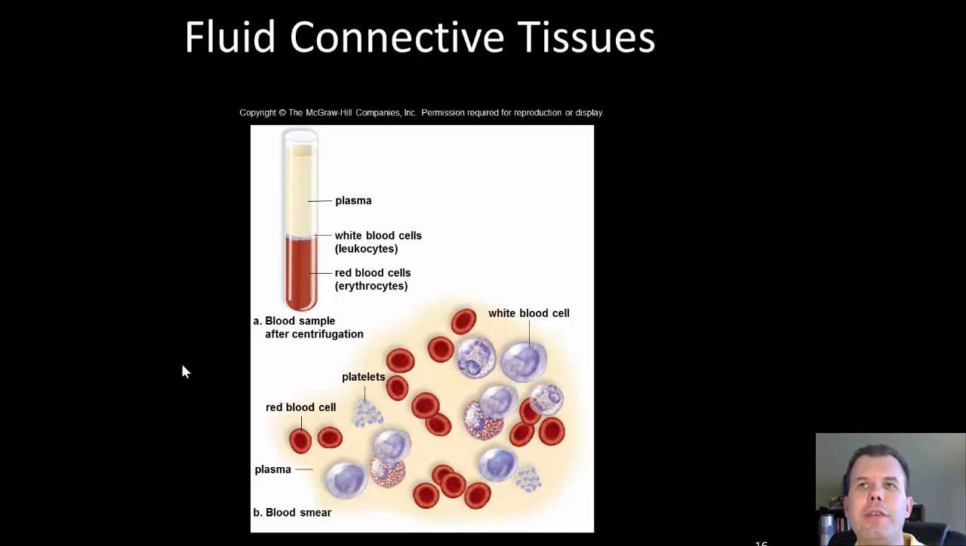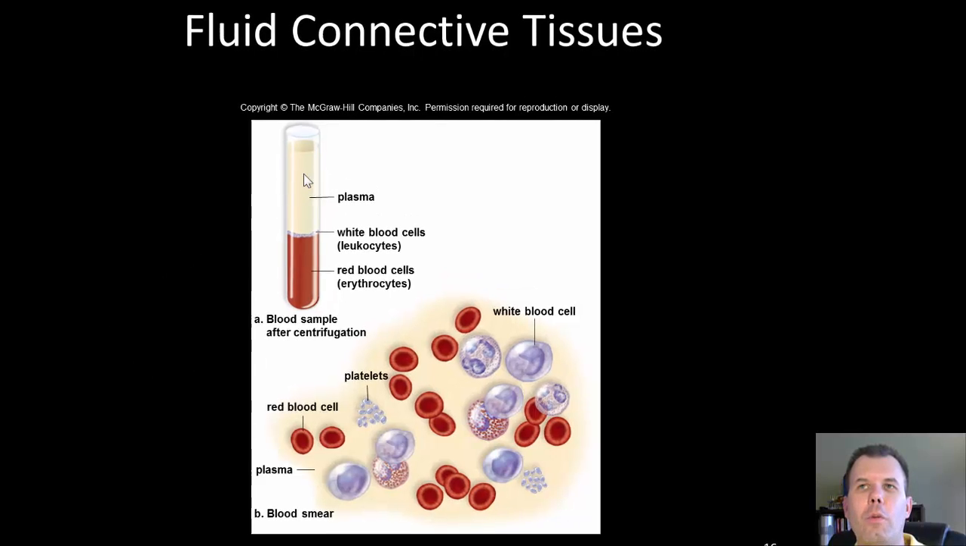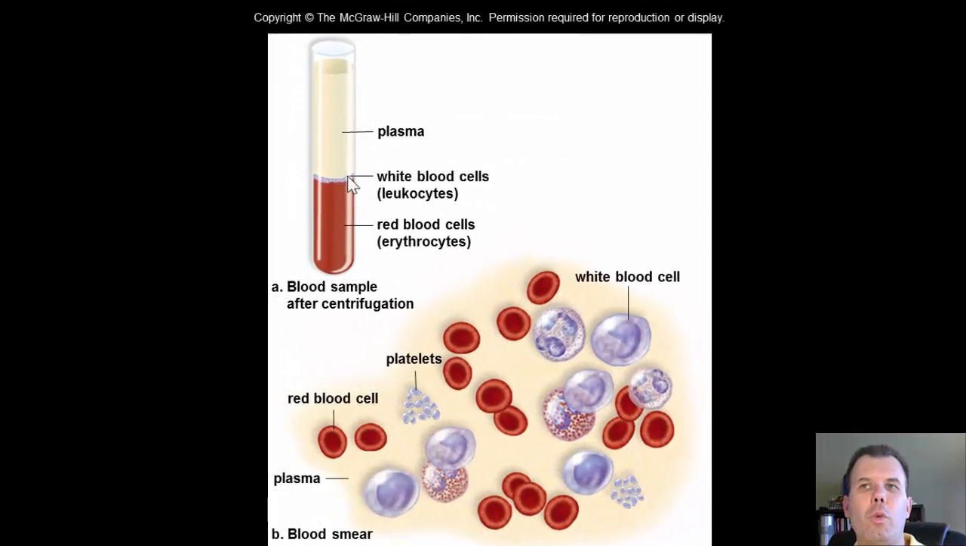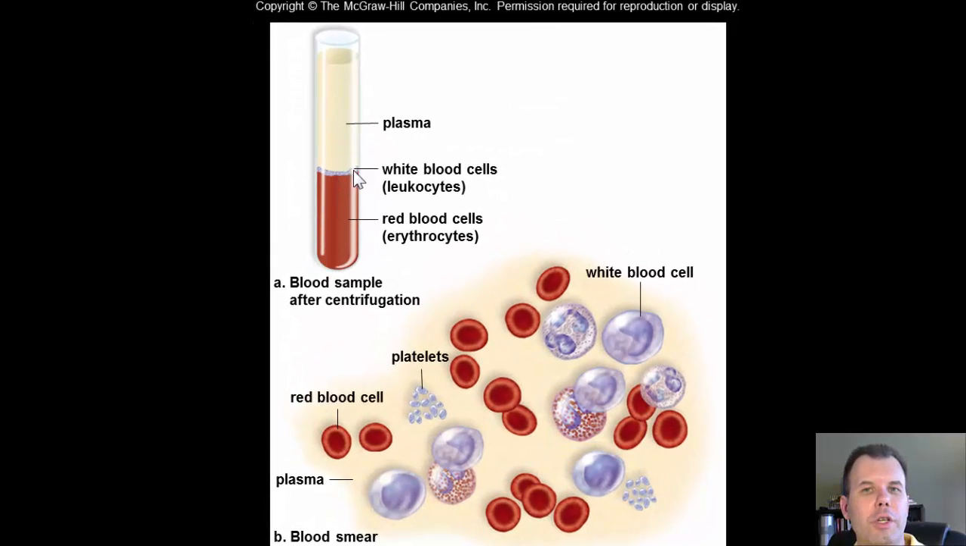And again, you can see the different fluid connective tissue, and so most of our blood is plasma, which is a liquid. Then we have the white blood cells, and then the red portion is the red blood cells. And you can see here the different white blood cells. Again, we're going to look at the white blood cells when we get into the immune system in a couple weeks. And here are the red blood cells, and here the platelets, and then the plasma is the liquid portion.